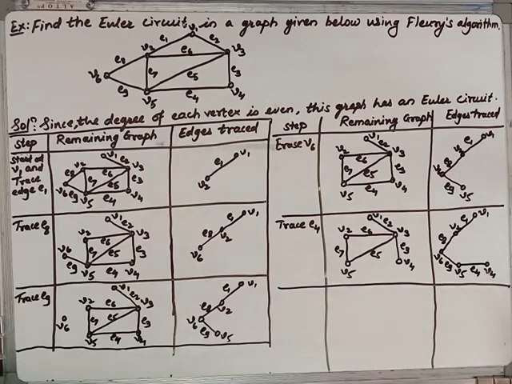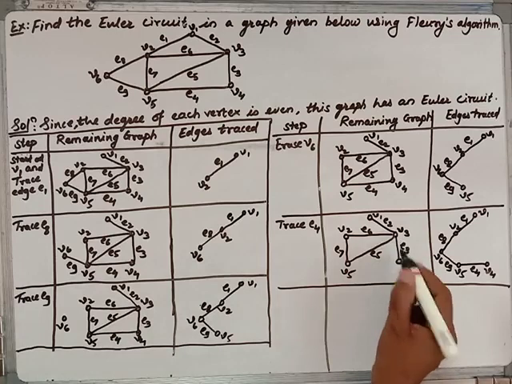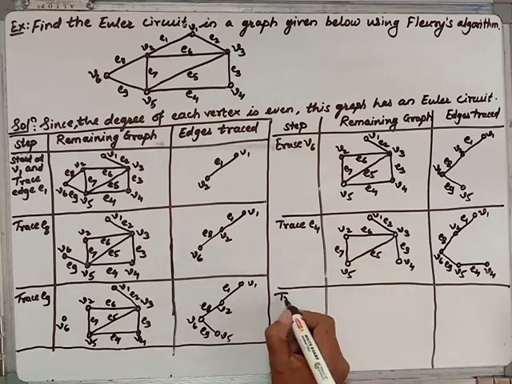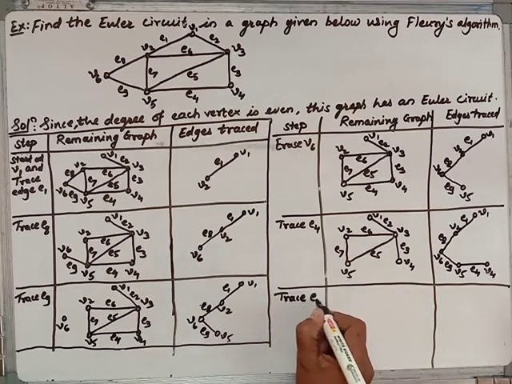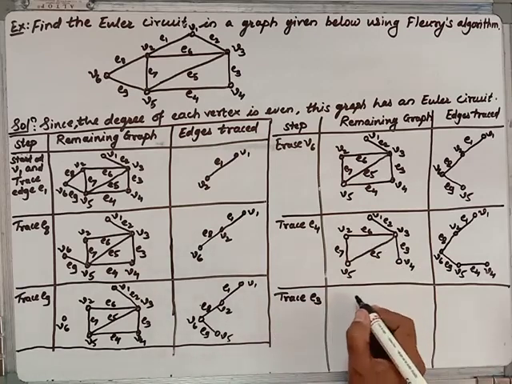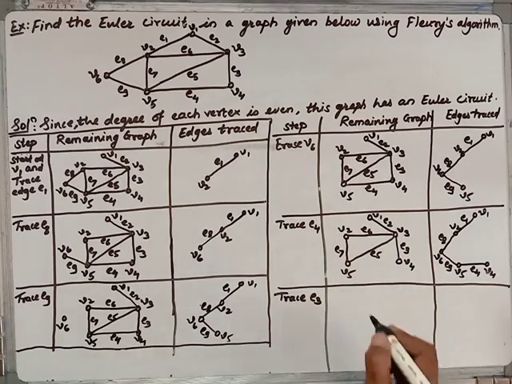The next one is what? Trace E3. After tracing E3, what happened? V4 will become isolated.